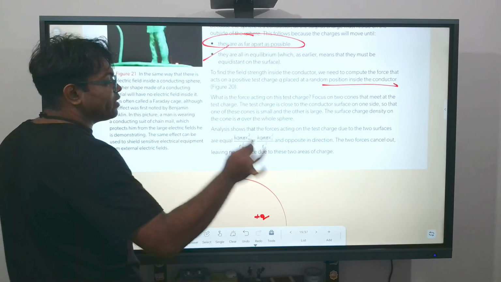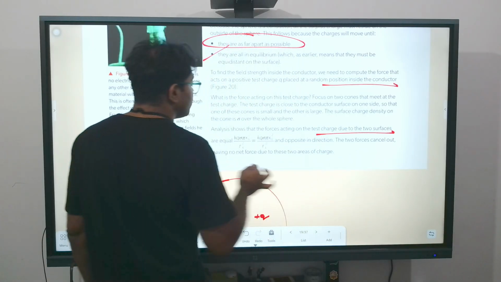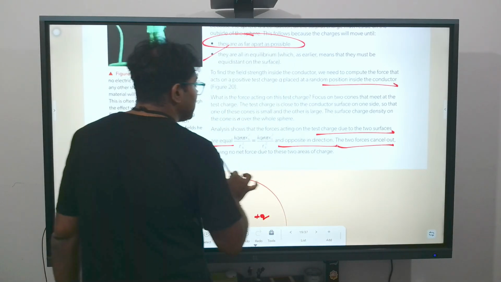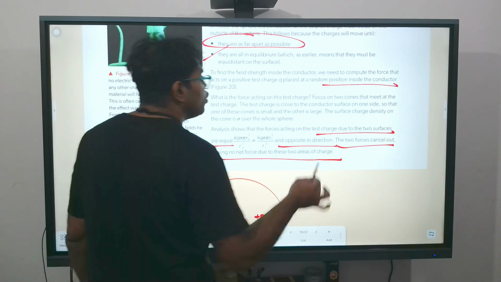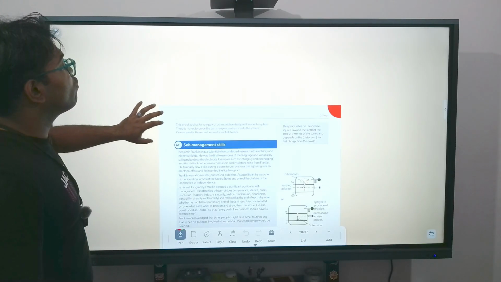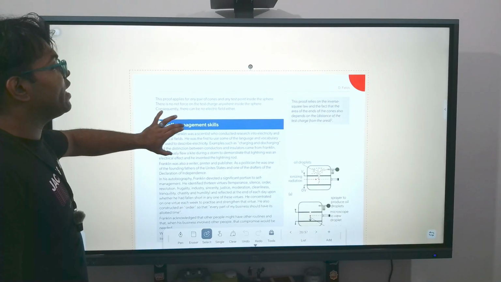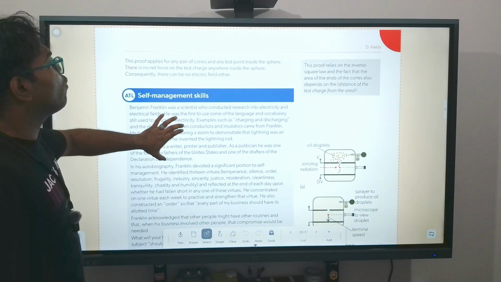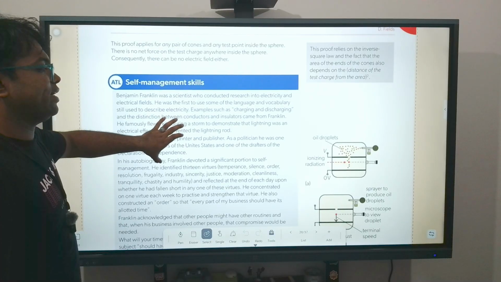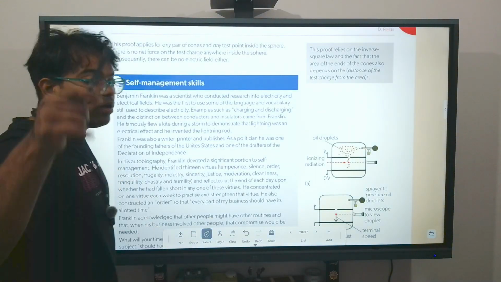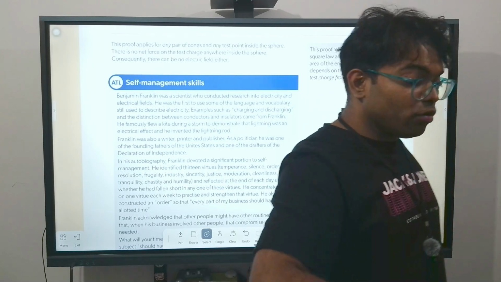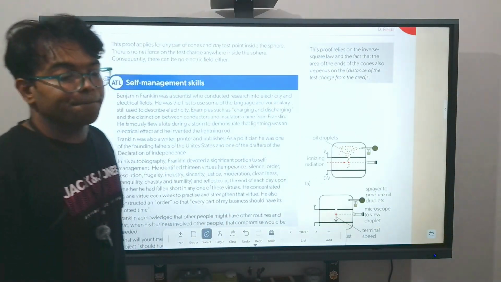Analysis shows that the force acting on the test charge due to the two areas is equal and opposite in direction. The forces cancel each other out, leaving no net force due to these two areas of charge. This proof applies for a pair of cones and any test point inside a sphere. There is no net force on the test charge anywhere inside the sphere. Consequently, there will be no electric field. There is a force, but there is no net force. Because there is no net force, there is no electric field. Okay?